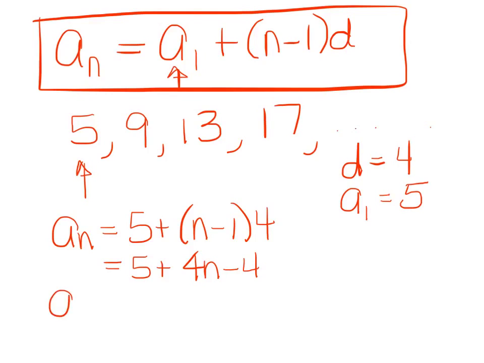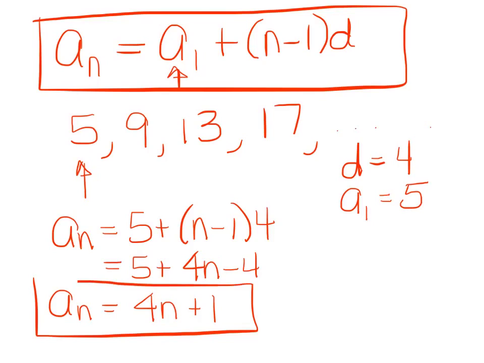So let me make this in simplest form. Now I have 4n plus 1. And what's interesting about this is a great answer for finding the nth term. That's what we want, the simplest form. When you look at this, you say, oh, wait a minute, that looks just like a linear function. And indeed, it is exactly like a linear function.